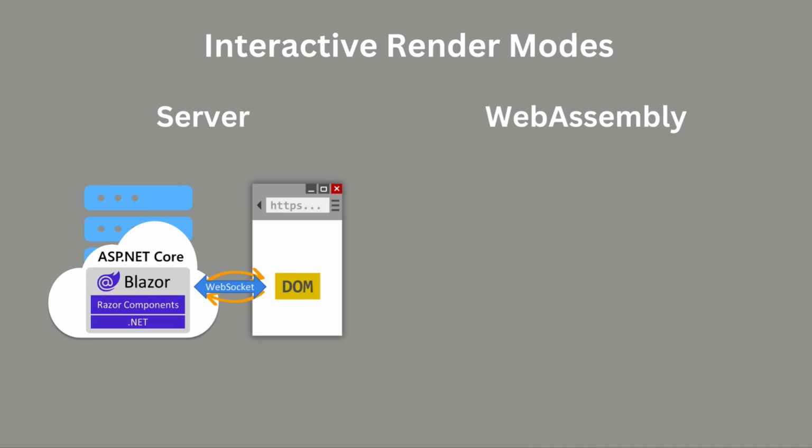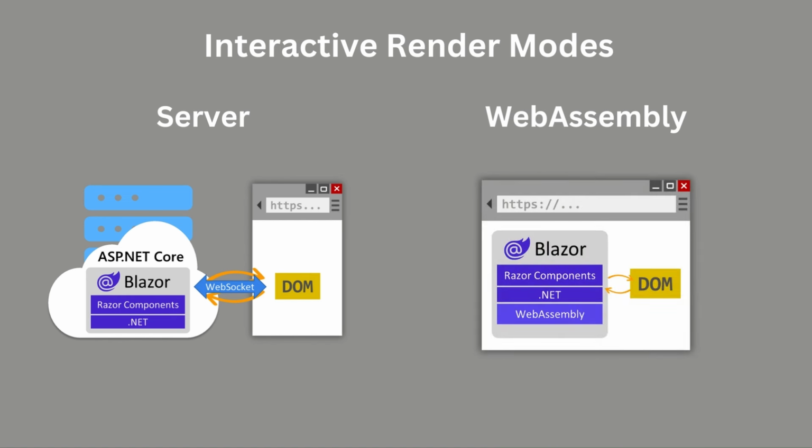Alternatively, Blazor components can utilize the interactive WebAssembly render mode for interactive rendering on the client side. In this mode, the component code is downloaded to the browser and executed client-side, using a WebAssembly-based .NET runtime.